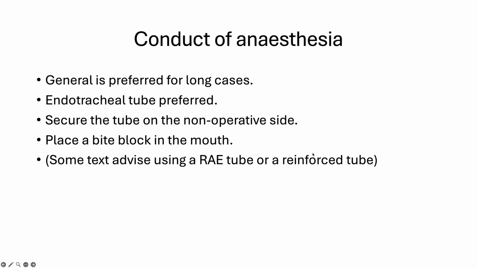So as I mentioned, generally it's going to be a general anesthetic because some of the cases can be long. Endotracheal tube, and it's important to secure the tube on the non-operative side and put a bite block in the patient's mouth. Some authors have talked about using a ray tube or a reinforced tube. In my practice, I tend to use just a normal tube, and we just secure it on the non-operative side so that it does not interfere with the surgical field. And we never really have any major issues.